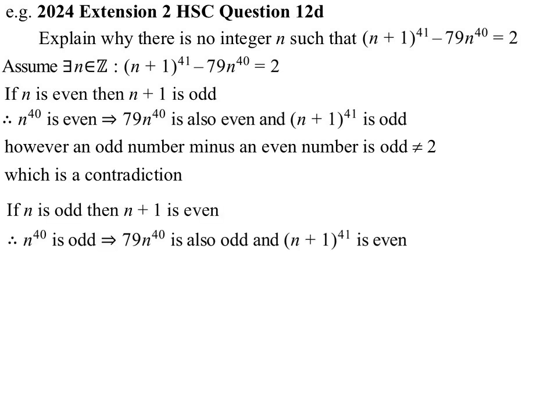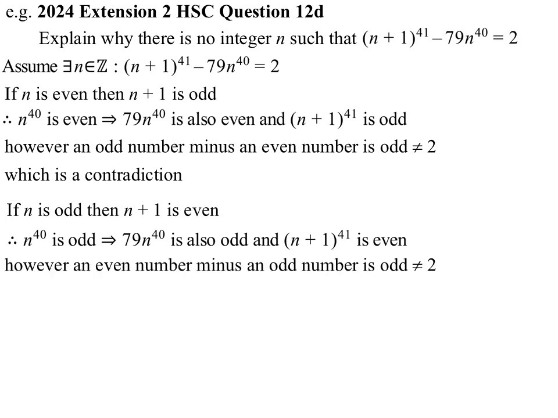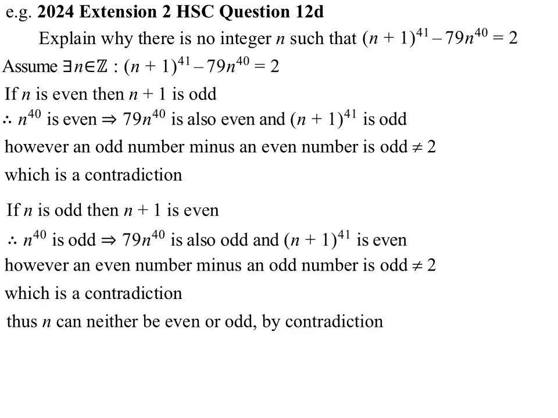Now I've got to do it again. Let's see what happens if n is odd. So if n is odd, then n plus 1 would be even. n to the power of 40 would be odd. Well, 79 is an odd number, so 79 times n to the power of 40 would be odd. n plus 1 was even, so (n plus 1) to the power of 41 would be even. But now we're saying an even number minus an odd number, which can't be an even number, it's got to be an odd number, so it can't be 2. We have another contradiction. So that means n can't be odd and n can't be even.